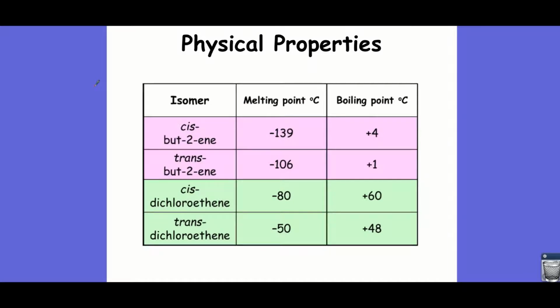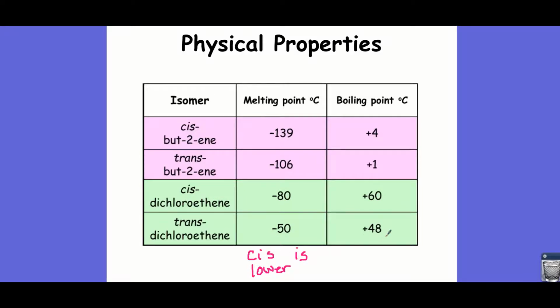So geometric isomerism can have a direct effect on both the physical and chemical properties of compounds. So have a look at this table. I've given you two different examples of geometric isomers. We have butenedioic acid and dichloroethene. And I've given you their melting points and their boiling points. If you compare the melting points first of all, the melting points of the cis isomers are lower in both cases.